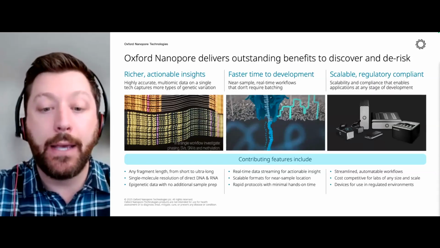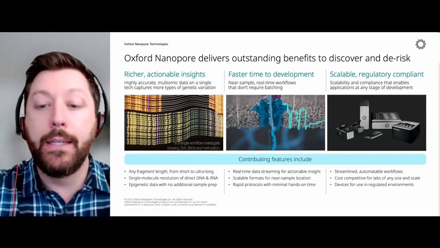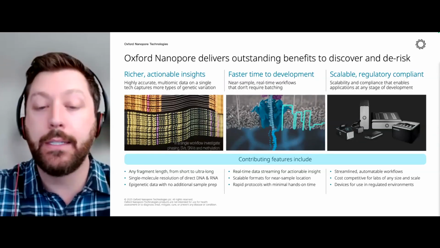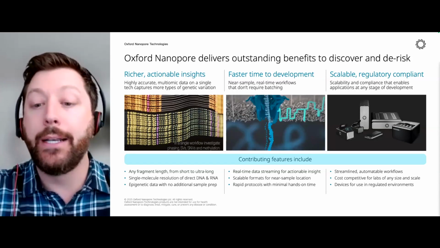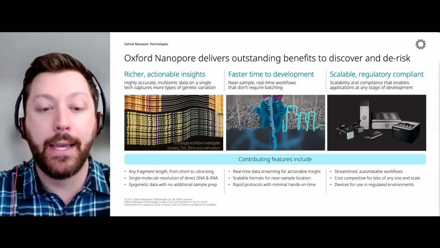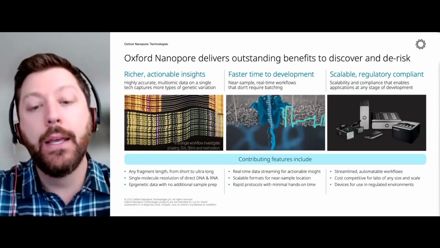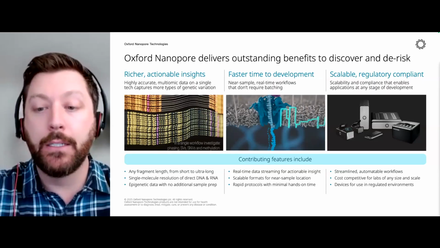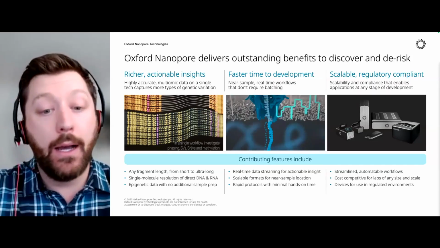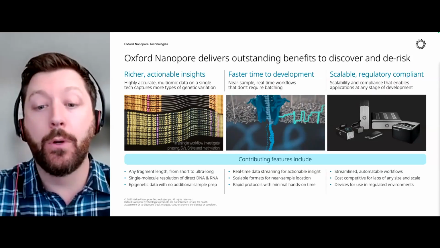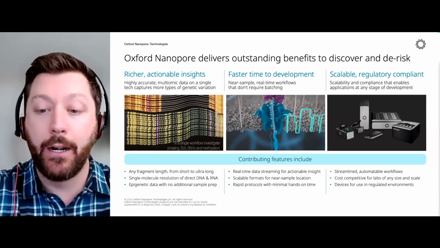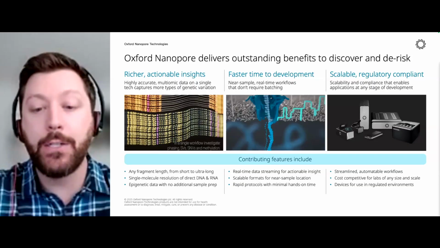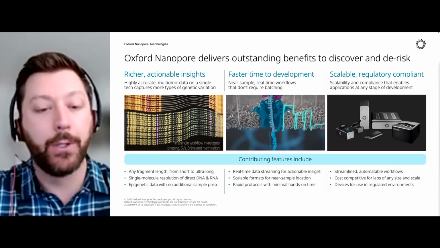Second, it enables faster time to development. With near-sample, real-time sequencing, users can access results in hours instead of days or weeks, accelerating decision-making and reducing costly delays. And third is a scalable and regulatory-ready platform, from benchtop devices for early research through high-throughput instruments suited for process development and GMP environments. That flexibility means the same technology can support you across every stage of discovery, development, and manufacturing.